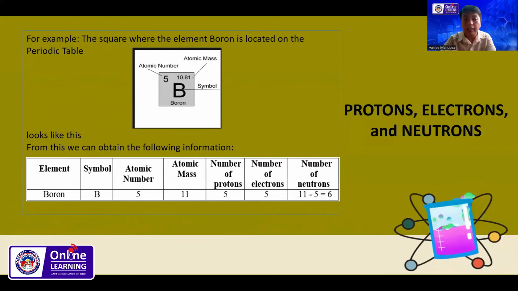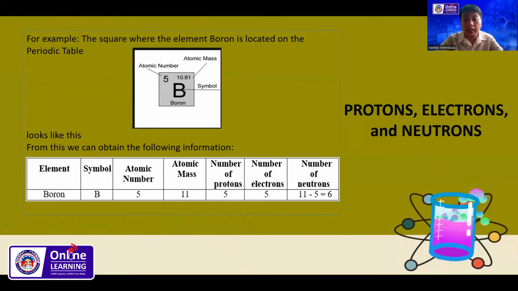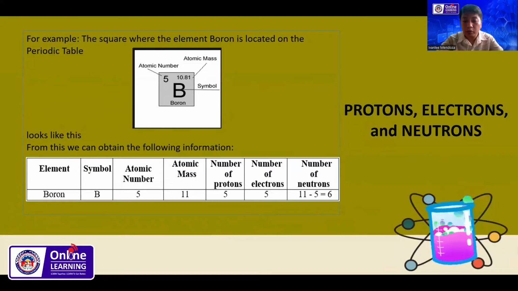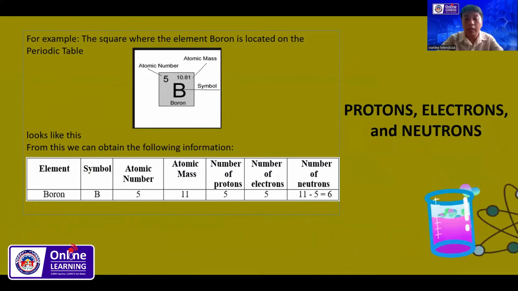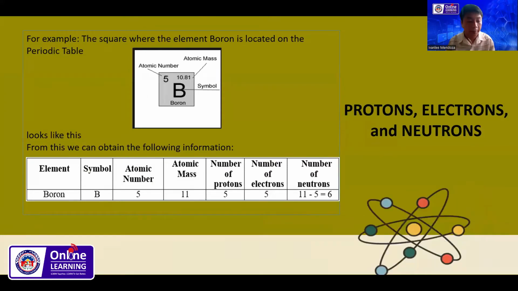Since the atomic number of boron is 5, obviously the number of protons and the number of electrons are 5 also. Now for the number of neutrons, just simply subtract the number of protons from the atomic mass. So it will become 11 minus 5, which is equivalent to 6. Meaning 6 is the number of neutrons for boron.